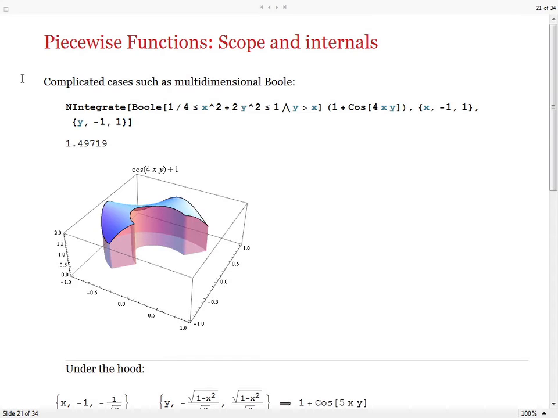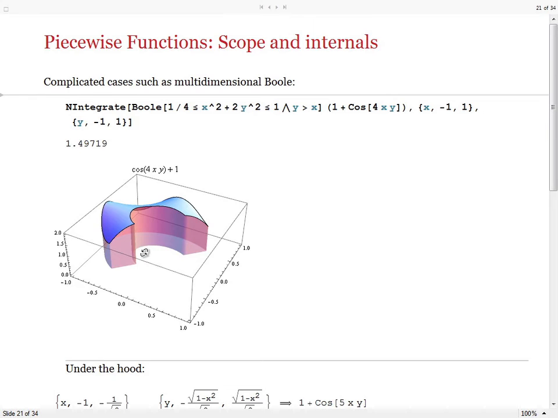Piecewise subdivision applies equally well in multi-dimensional cases. In this two-dimensional integral, we use the Boole function to obtain an integrand that is equal to 1 plus cos of 4xy on regions satisfying this predicate and 0 anywhere else.